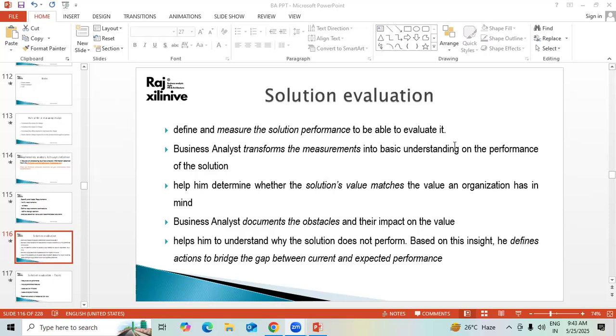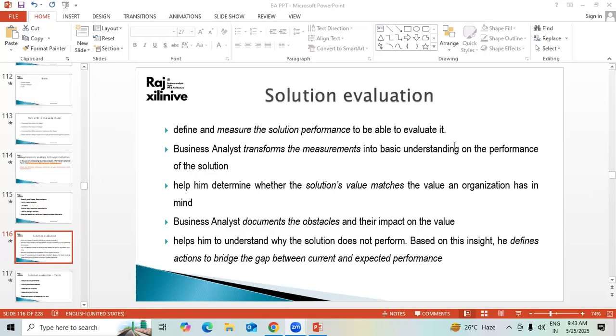Because otherwise, even though we complete or develop the solution, if at the end of the day it's not meeting the right goals and objectives, then there will be no value in doing this. So, as a business analyst, we need to identify that and make sure it matches the value of the solution that we have given.